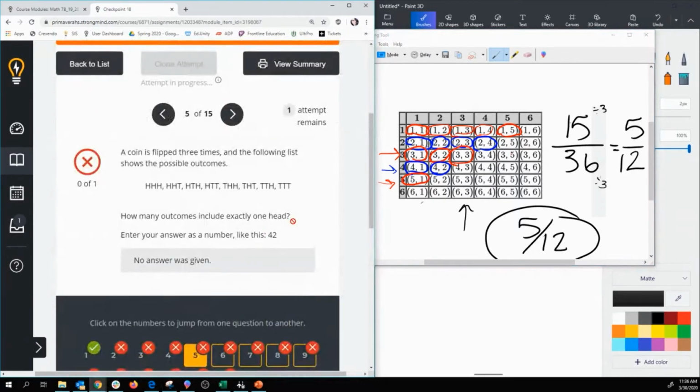All right, to the next one. So for this problem, it's similar to the one we just did, except now instead of asking us for probability, we want to know how many outcomes have exactly one head. So I'll give you guys a second to find this one. So we want to know how many outcomes have exactly one head.